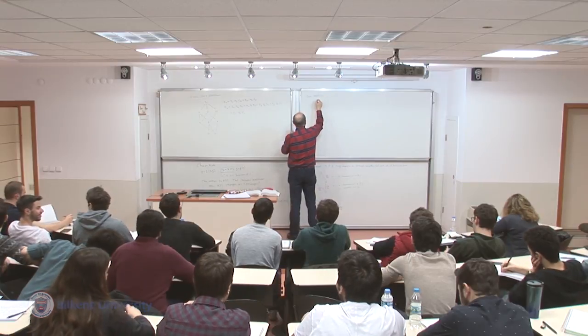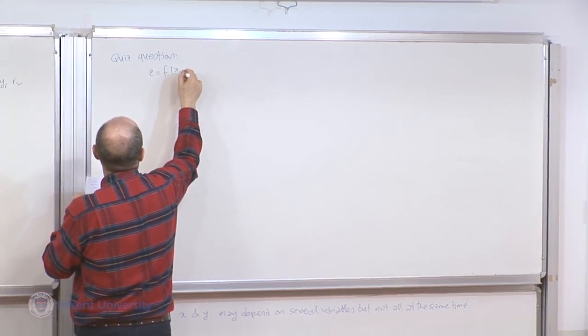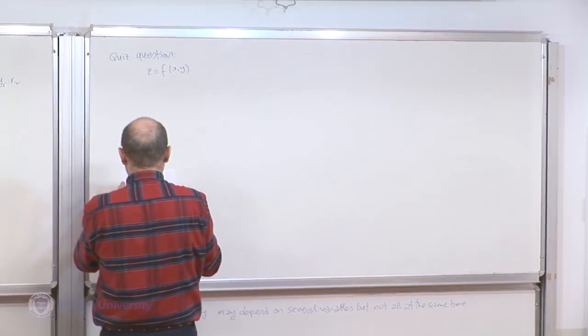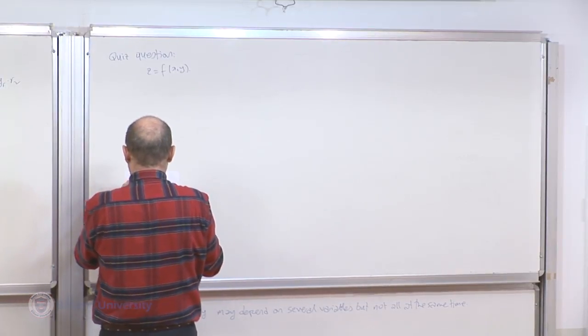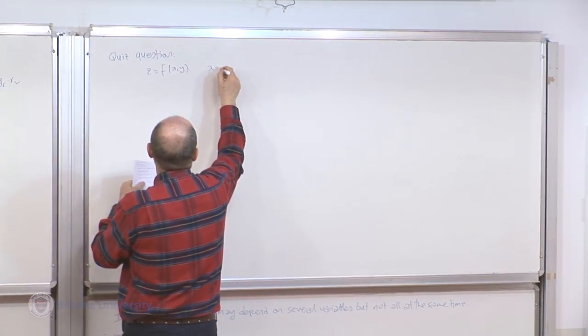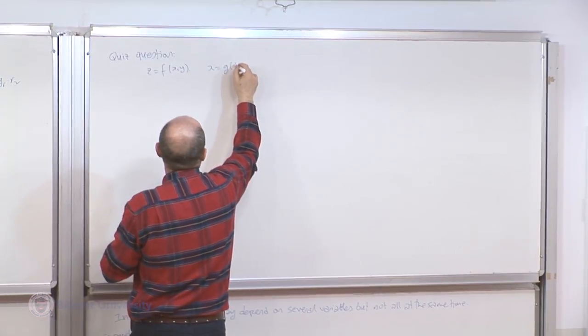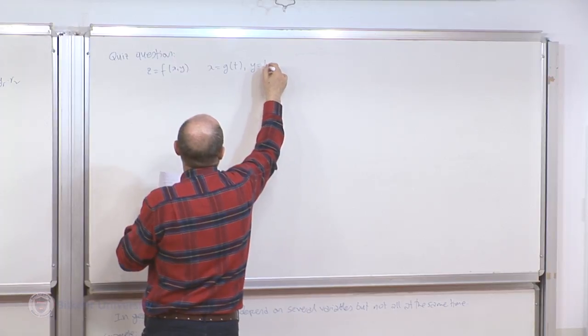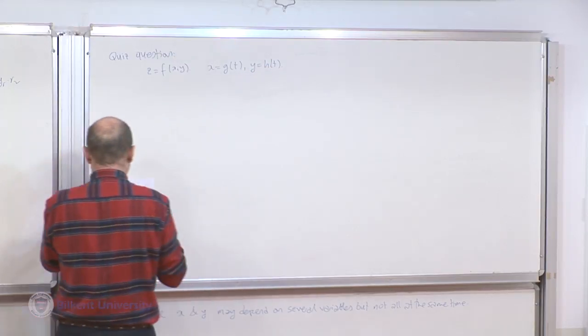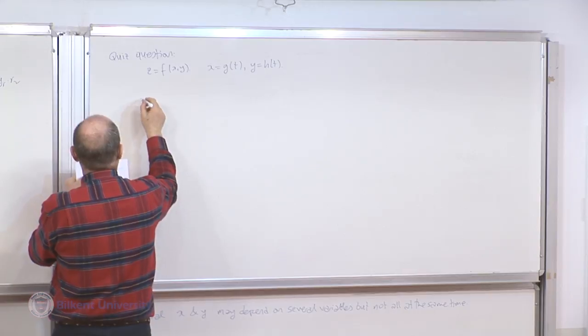We have z, a function of x and y. Apparently here x is given by a function g of t, and y is given as a function h of t. And now the given values are like this.